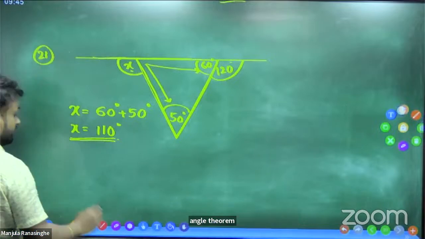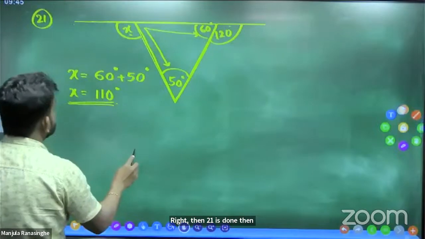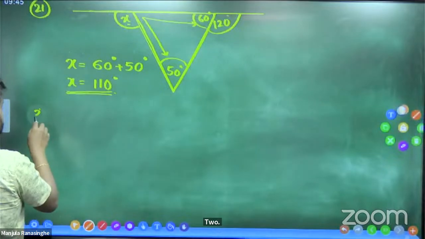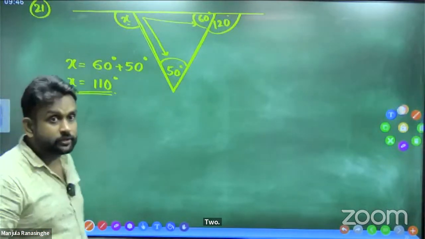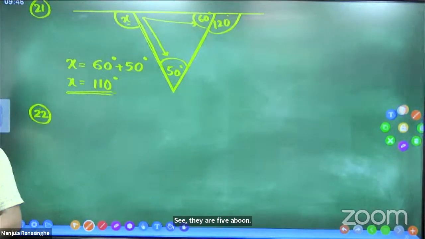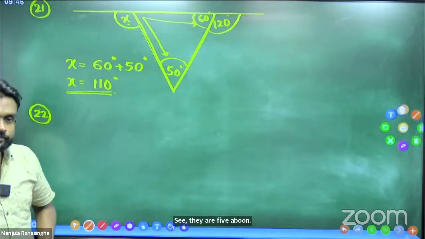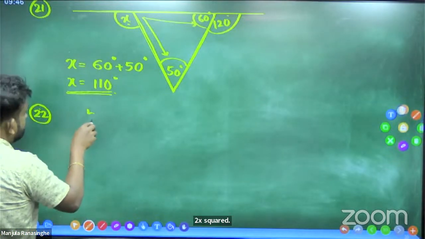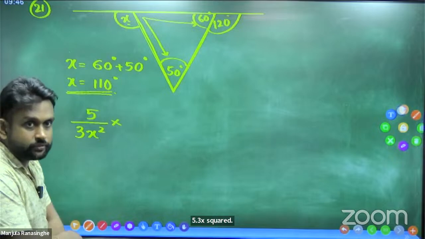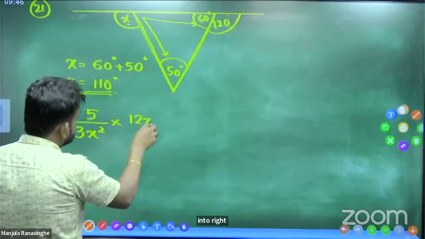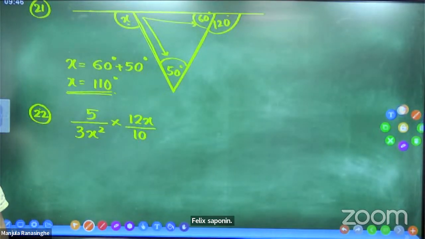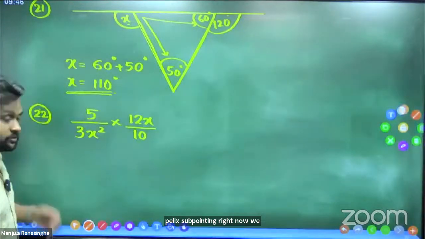Then we move to question 22. See, we have 5 upon 2x squared, times 5 upon 3x squared, into 12x upon 10. Now we will check how to multiply the fractions.